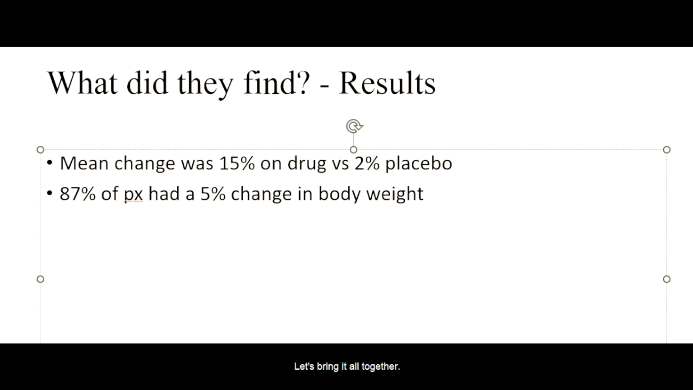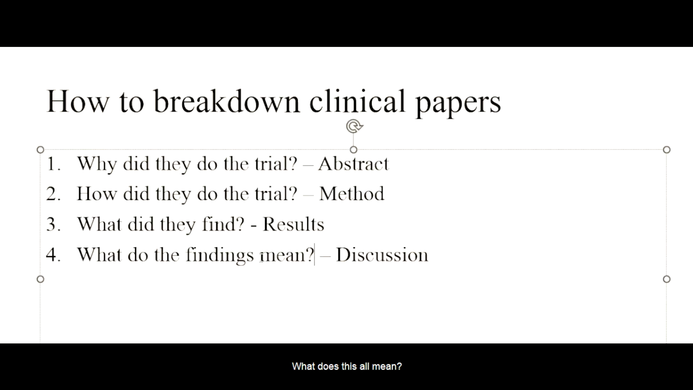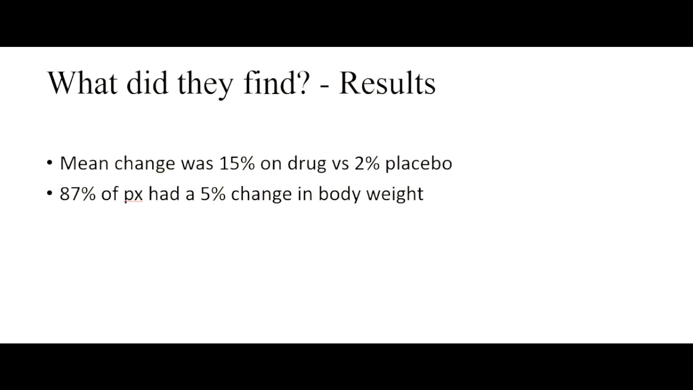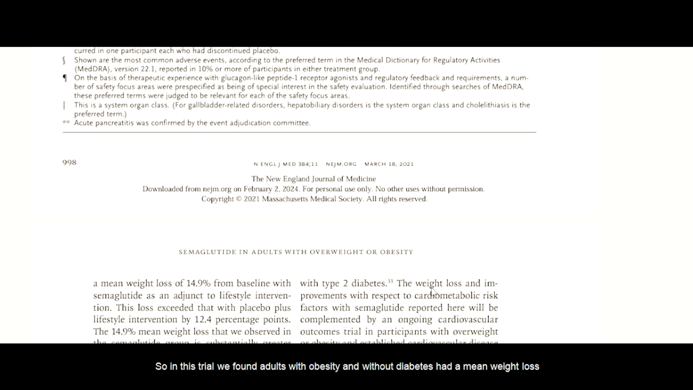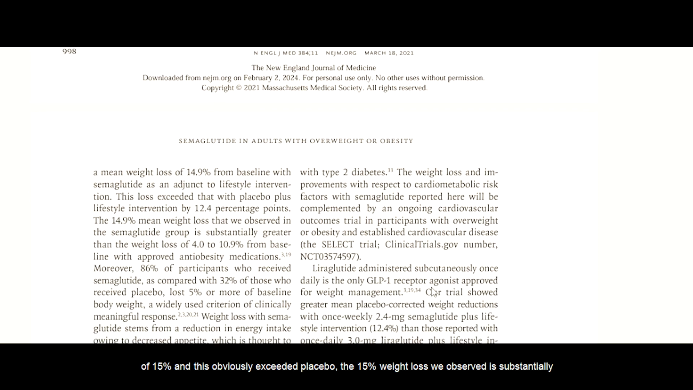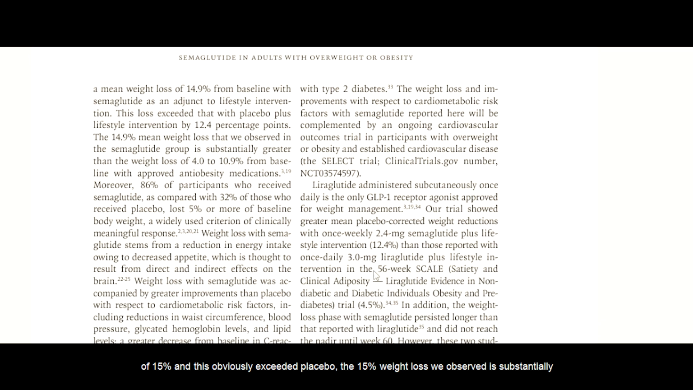Now, our last question. Let's bring it all together. What does this all mean? So in this trial, we found adults with obesity and without diabetes had a mean weight loss of 15%. And this obviously exceeded placebo. The 15% weight loss we observed is substantially greater than a weight loss of 4 to 10%, which is what other anti-obesity medications try to prove.